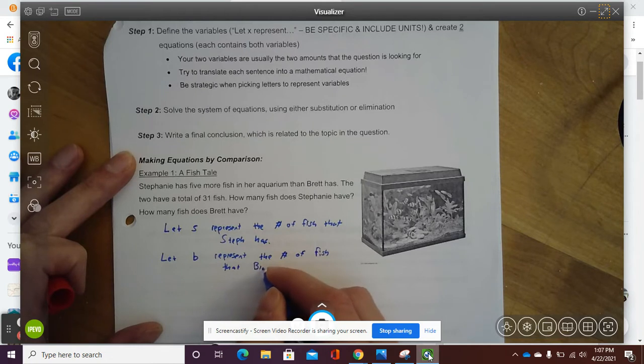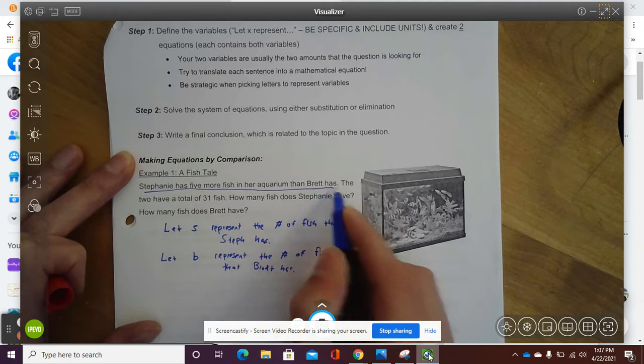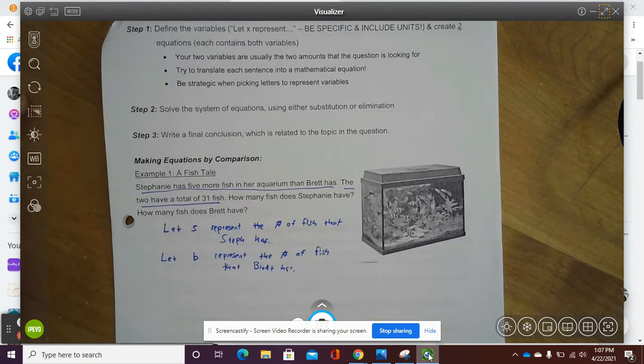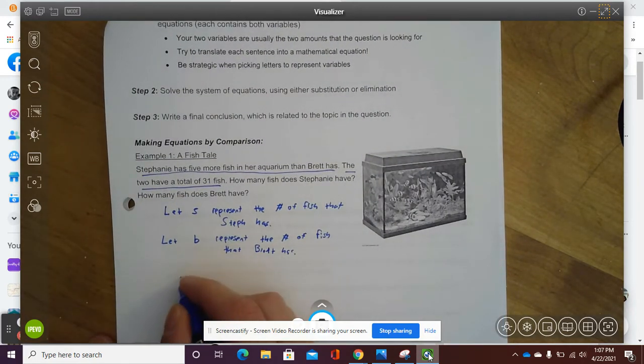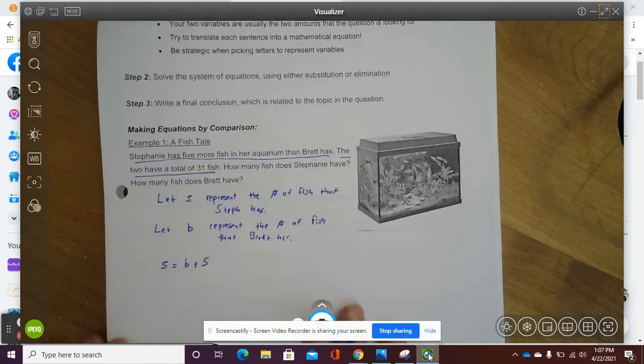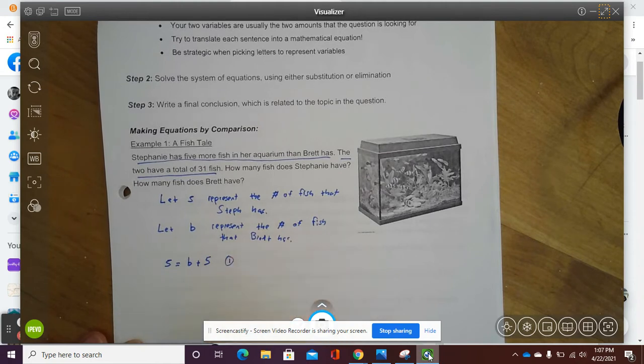And my goal here is to translate each of these two sentences into a mathematical equation. So Steph has 5 more fish than Brett. That means, first of all, we know that S is going to be bigger than B, and we know it's going to be 5 bigger. So my first equation, S is going to equal B plus 5, right? So Steph has 5 more than Brett, or S equals B plus 5. I'm going to call that equation 1. And then the two of them together, so S and B together, is a total of 31. So I have S plus B equals 31.